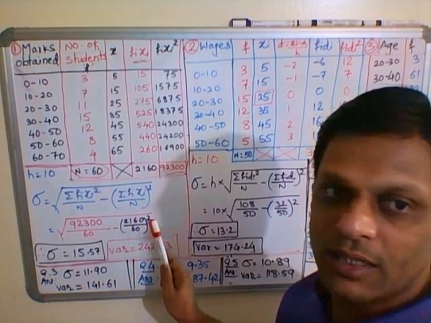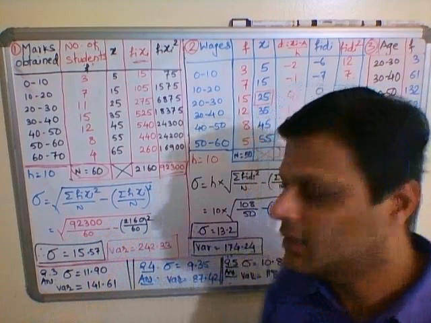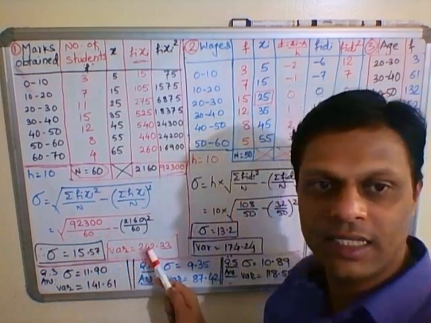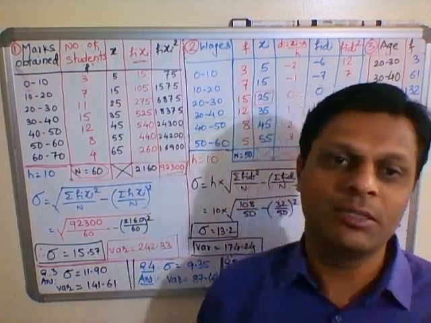Its square is required. So if I use BODMAS to solve this, I get the answer of standard deviation as 15.57, and if I square it, I get variance as 242.33. Both these values are approximated up to 2 decimal places.